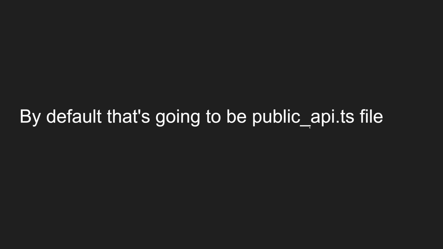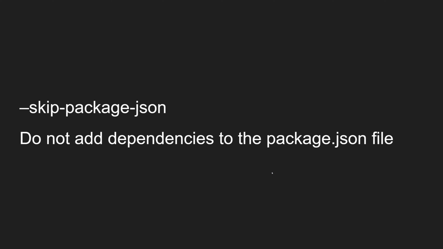By default, that's going to be the public API. So by default, the entry file will be the public_api.ts file. So you need to understand that. By default, when you are creating a library, the default file will be the public_api.ts file. This is the entry file.